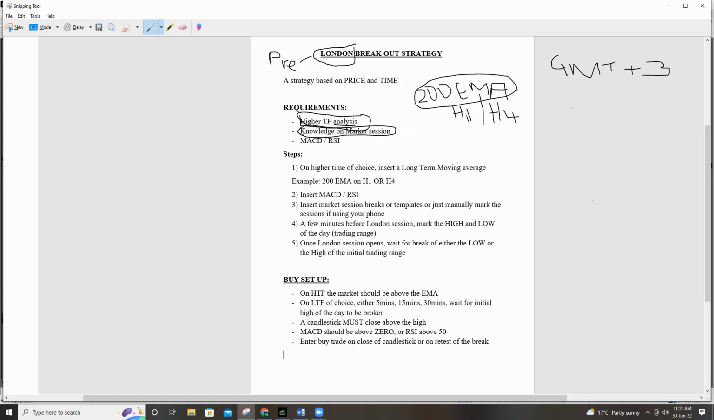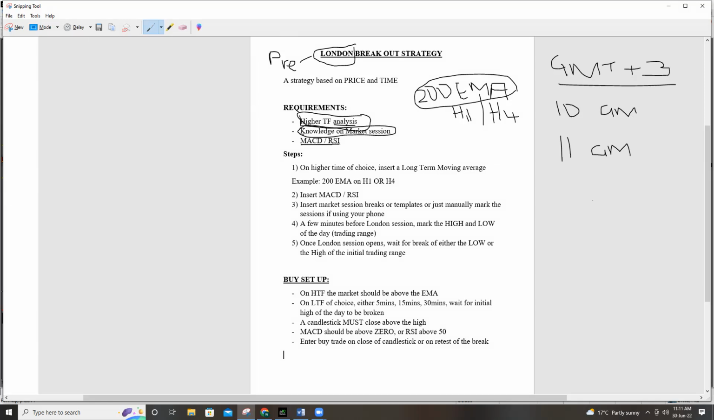That would mean that on normal days, the London session will start at 10 a.m. Then when we have the daylight saving, it will start at 11 a.m. Kenyan time. Now, if you're not Kenyan, you can just change the time zone to your country's time zone. So these are the times that we'll be looking for when we're trading the London breakout strategy.